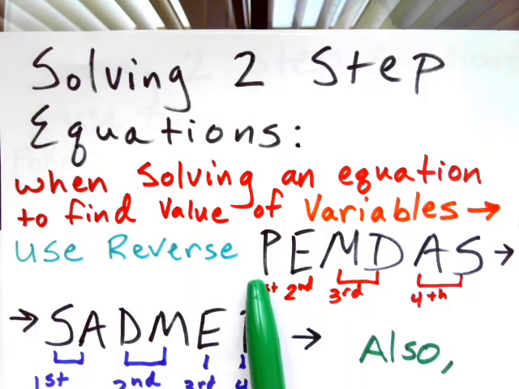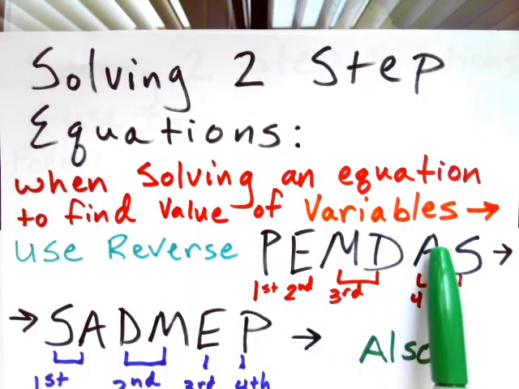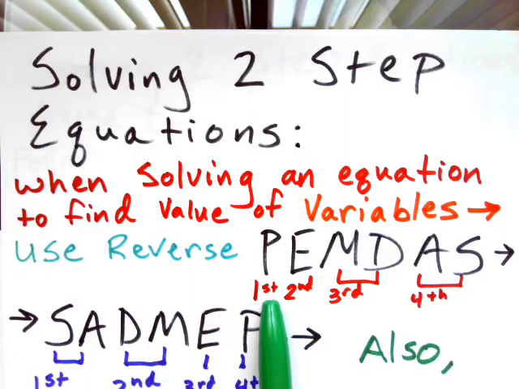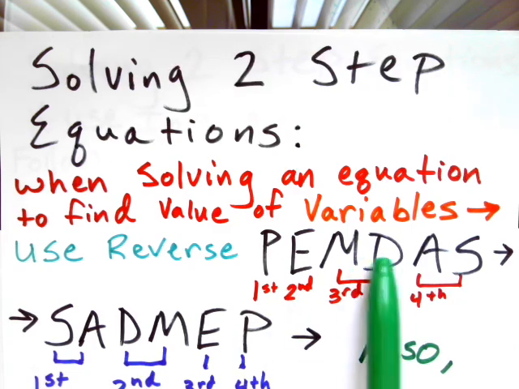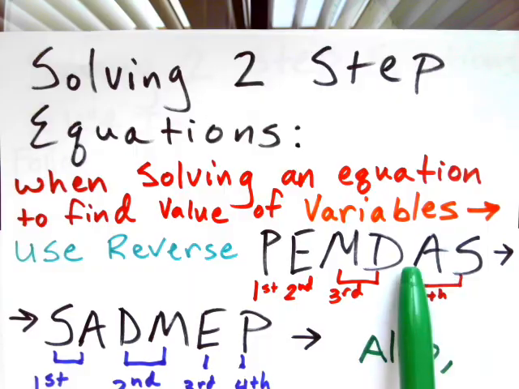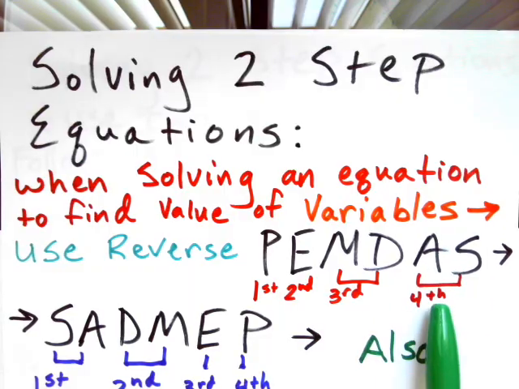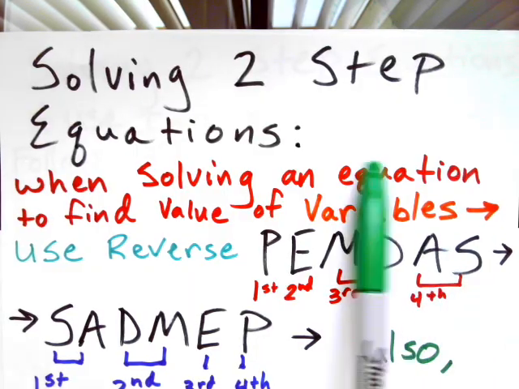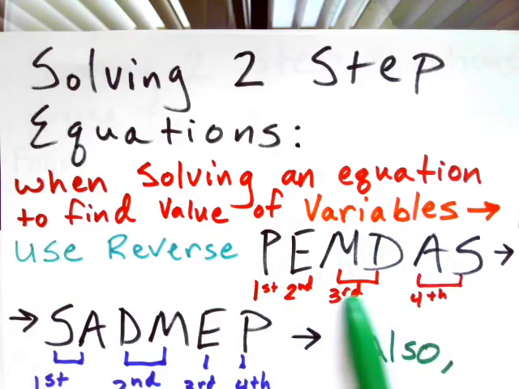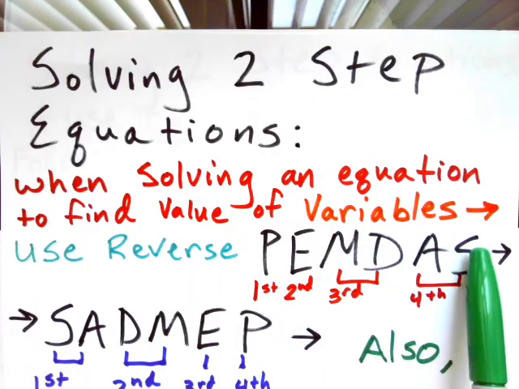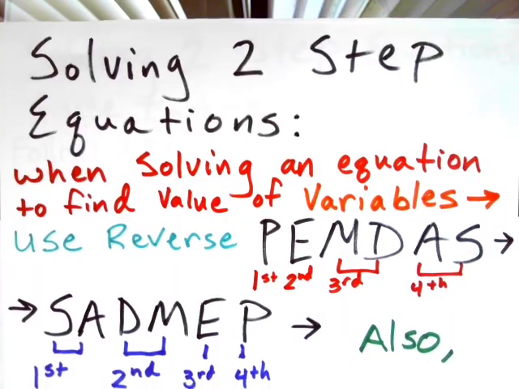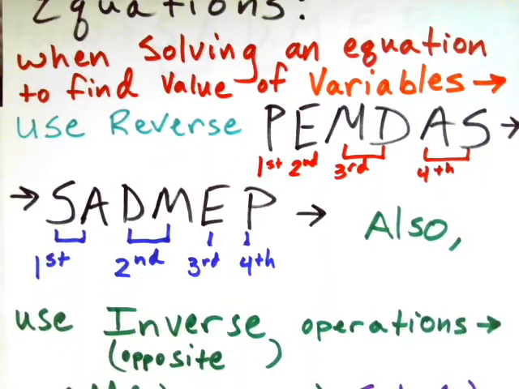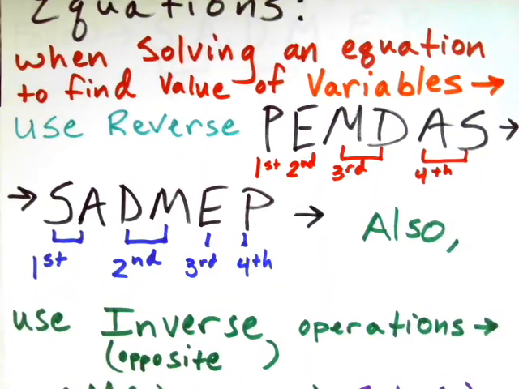Remember, order of operations, please excuse my dear Aunt Sally, stands for parentheses are first. Exponents you will work on second. Multiply or divide would be third. Adding or subtracting would be fourth. So when you're simplifying an expression, you follow the order of operations, PEMDAS. Now, when you're solving for variables, I suggest, in order to help you, you go in the reverse order.